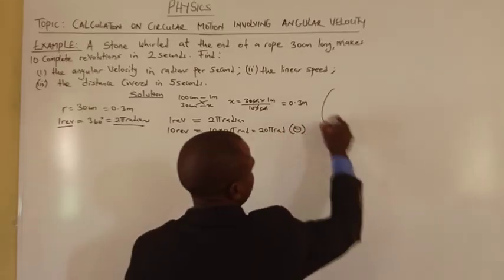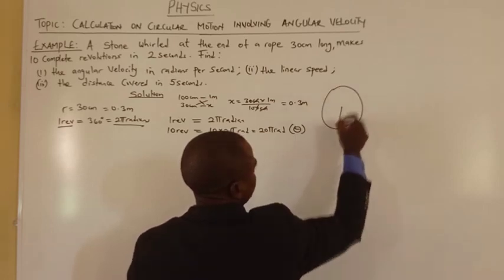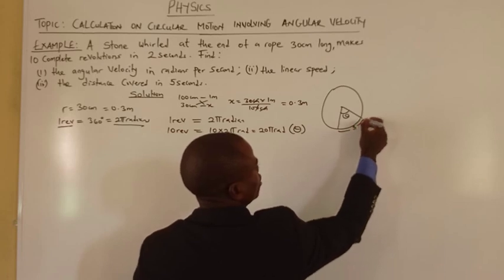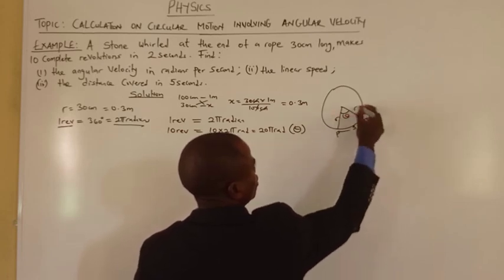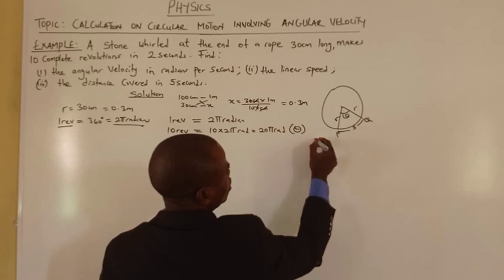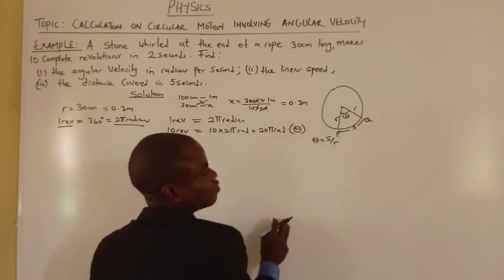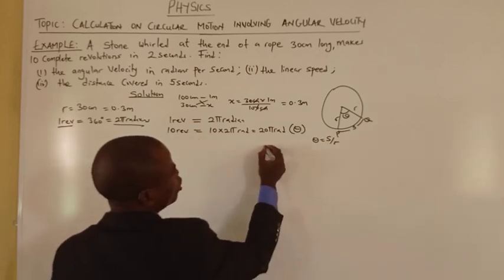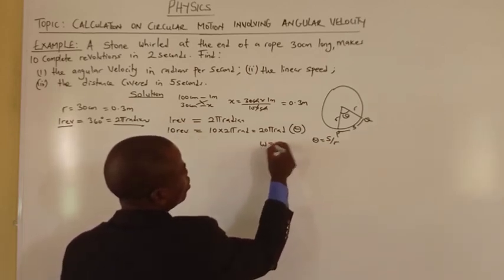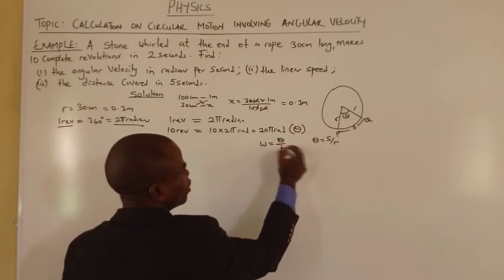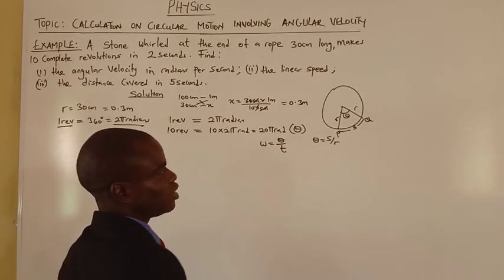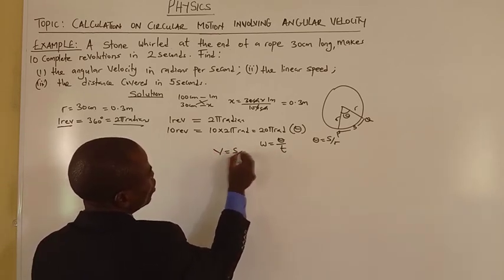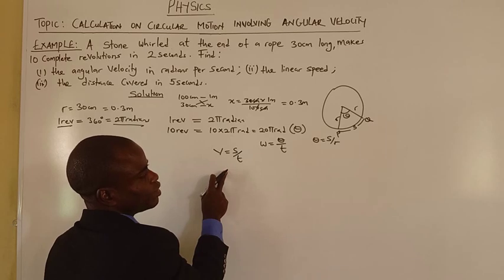We have a circle like this. This is your theta, the angle turned through by the body. This is your S, the distance PQ. This is your radius. I told you that in this case, theta is S over R, the distance S from P to Q over R. And don't forget, we have another formula in which I told us w, angular velocity, equals theta over T, the angle turned through by the body over the time taken. Don't forget that we have another formula that says V, velocity, equals S over time. We are familiar with that.